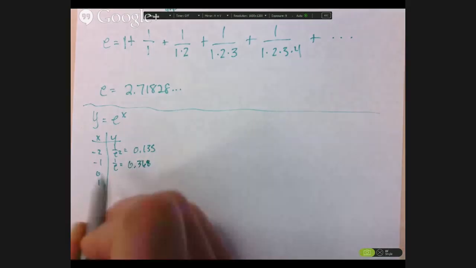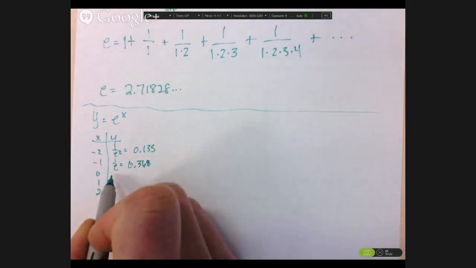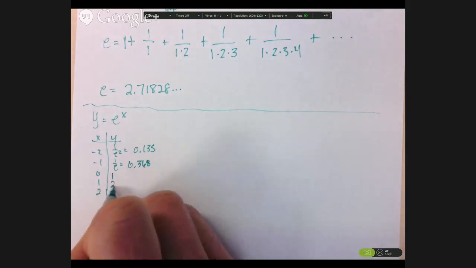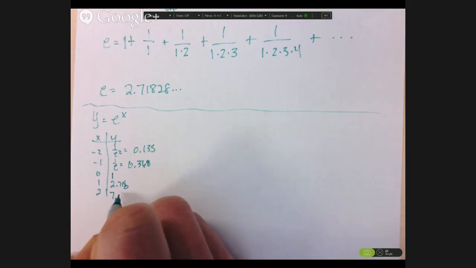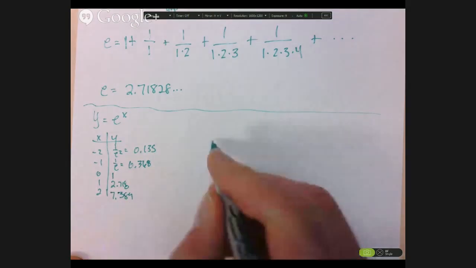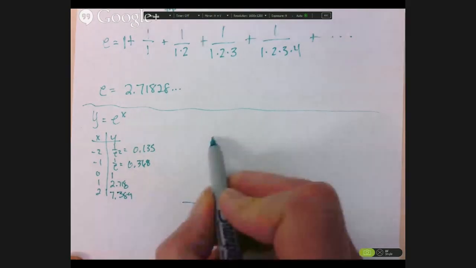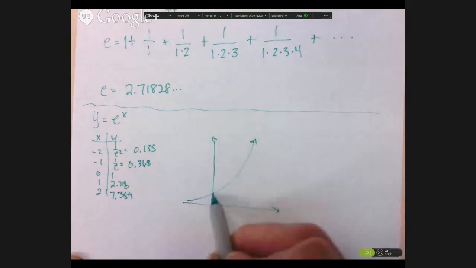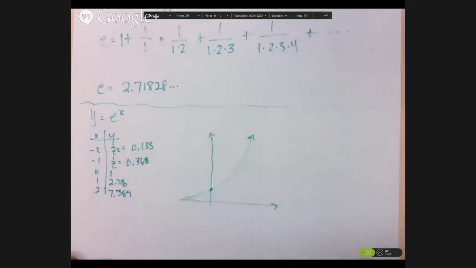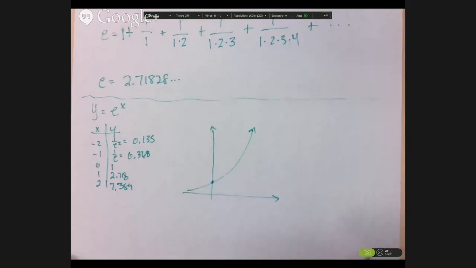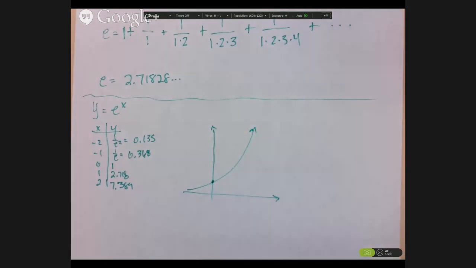Okay, good enough. e to the 0. Thank you for knowing that. e to the first and second, 7.7389. Okay. The graph will look like so. Yeah, go back. It's just that e to the x kind of hits a sweet spot, and you'll see when we start working with logarithms, the inverses of these, why it's special.